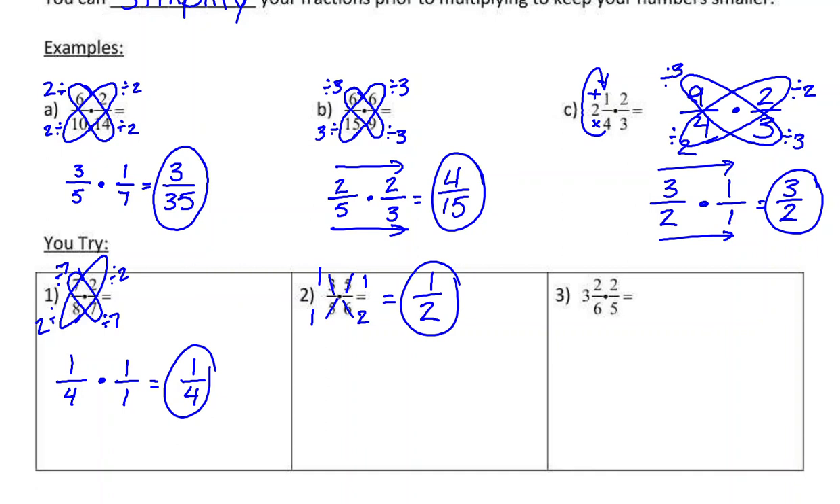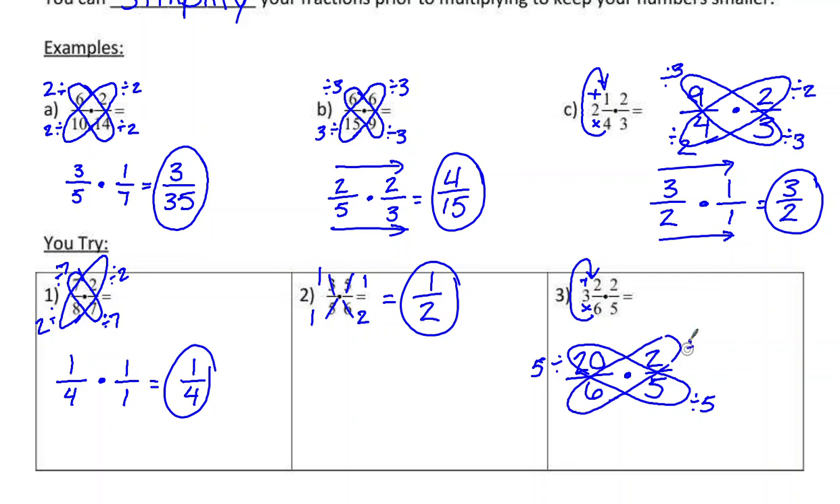This one you had to turn into an improper fraction. 3 times 6 is 18, plus 2 more is 20 over 6 times 2/5. And it doesn't matter which way you started first. These divide by 5. As long as you're checking both crisscrosses, divide by 2. And so you get 20 divided by 5 is 4, 6 divided by 2 is 3, times 2 divided by 2 is 1, 5 divided by 5 is 1, so you get 4/3.